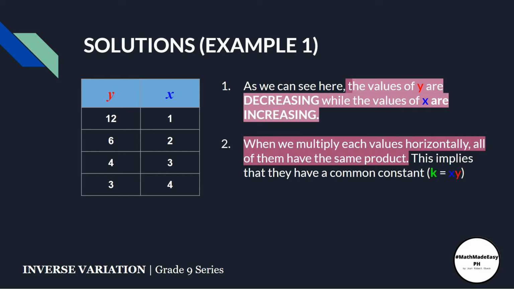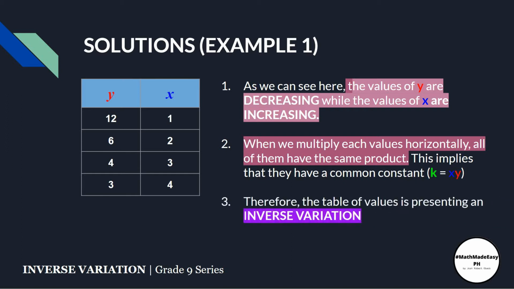So ano ibig sabihin niyan? Kapag i-multiply natin si y and x horizontally, each pair, makikita natin na pareho lang sila. For example, 12 times 1 is equal to 12. 6 times 2 is equal to 12. 4 times 3 is equal to 12. And 3 times 4 is equal to 12. Nakita natin na pareho lang yung product nila bawat pair. So therefore, they have a common constant. Therefore, the table of values is presenting an inverse variation.